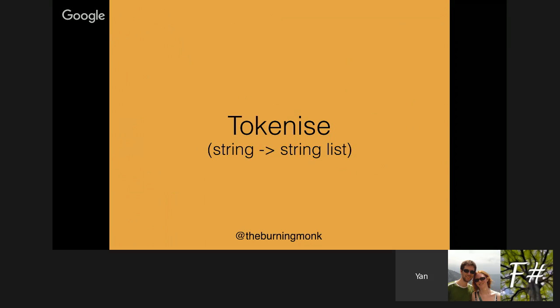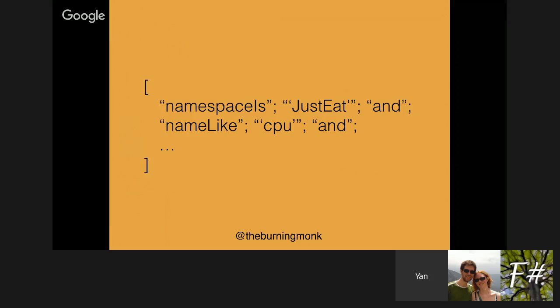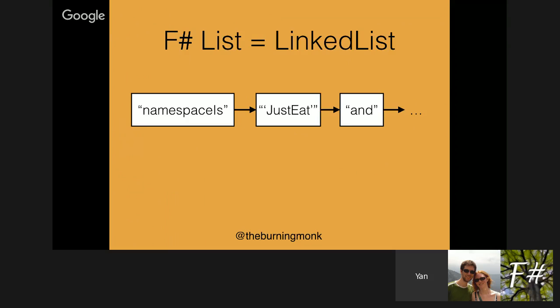First thing we're going to do, this is the typical common approach when it comes to writing parsers with active patterns, is that you tokenize the input into a list of strings. So in this case, the input that we had earlier becomes a list of the keywords that we've got. And remember, a list in F# is a linked list, so every item has got the item itself as well as a pointer to the rest of the list.